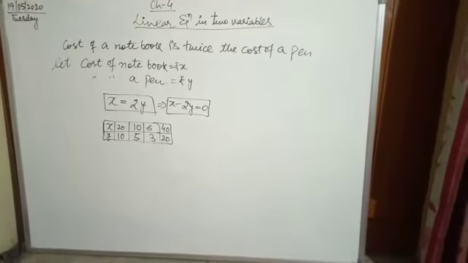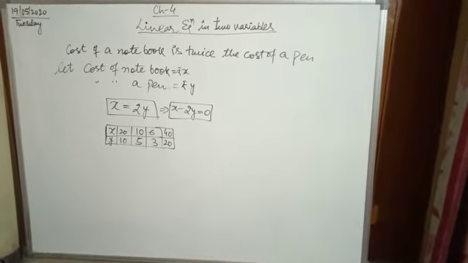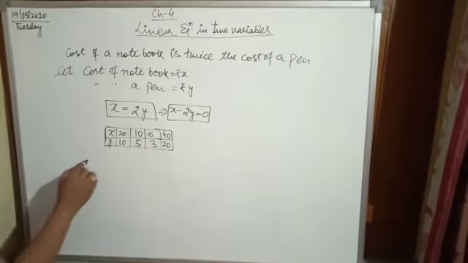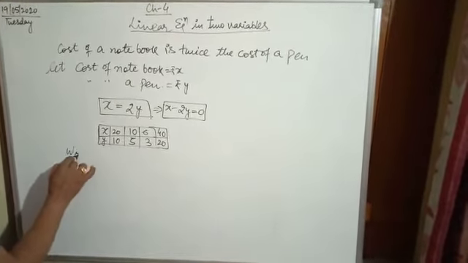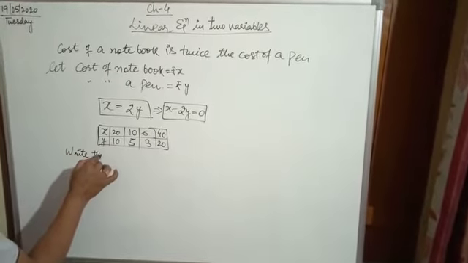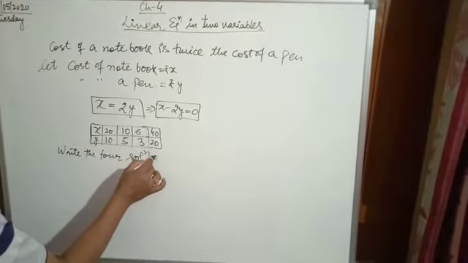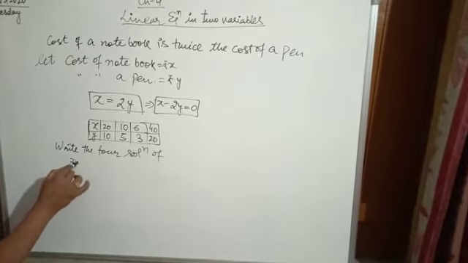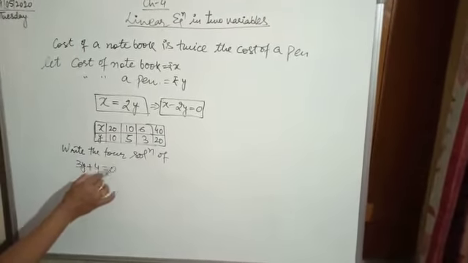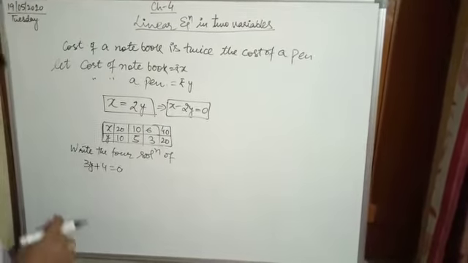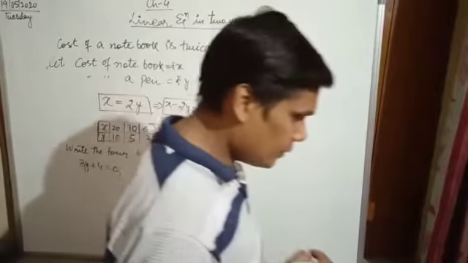Similarly, one more question I am telling you. Write the 4 solutions of 3y plus 4 equal to 0. One question is this. Can we find the 4 solutions of this equation?